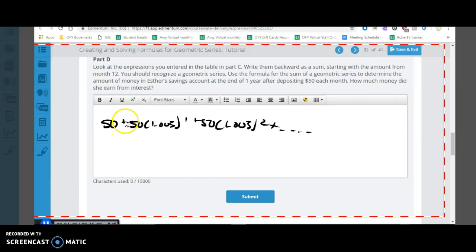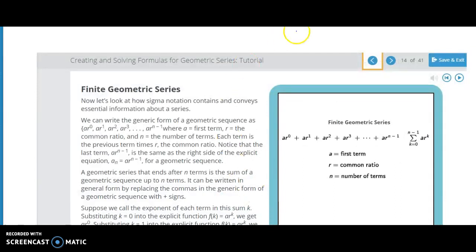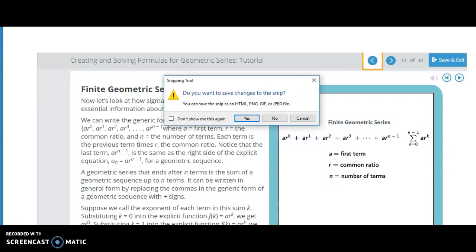So it wants you to use the formula for the sum of a geometric series to determine the amount of money. So we're going to write this out. And if we go back to a different page in your tutorial, page 14, this is how we're going to write it out. So we have our first term, which in this case is going to be 50. Common ratio is 1.003. Number of terms is going to be 12. So we're going to write that as a series here.